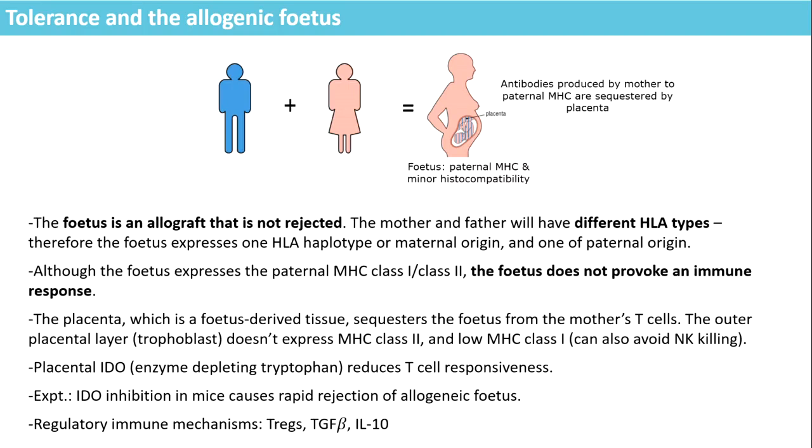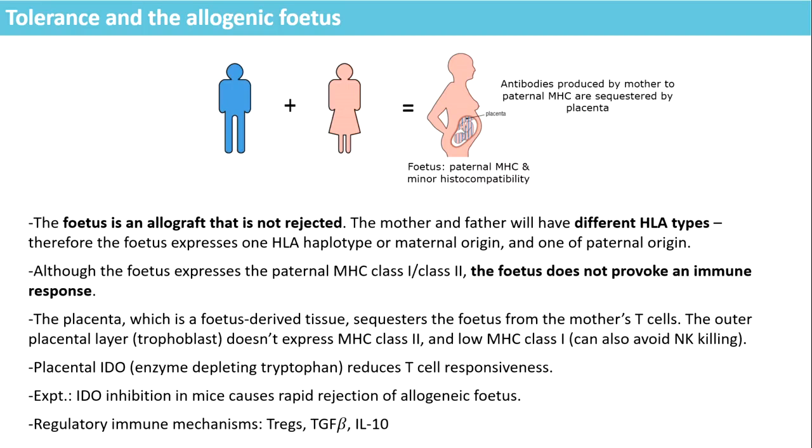Now, you might think back to a few weeks ago that cells that have low MHC class 1 can be a target for natural killer cell, for NK cell killing. But the placenta is able to avoid that, so it's got mechanisms to suppress that natural killer cell targeting as well. We also have the production of IDO. Remember from a few weeks ago, we talked about IDO and its involvement in a repressive microenvironment, and that helps to reduce the T cell response.